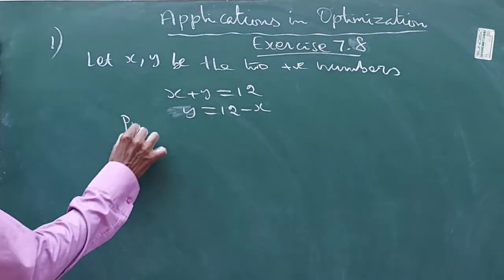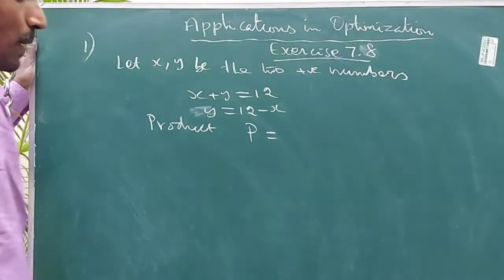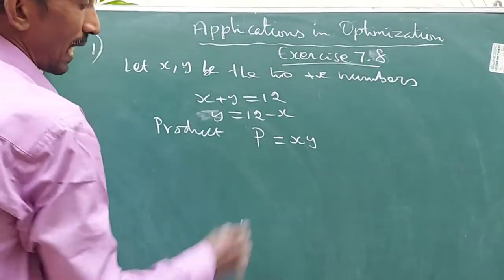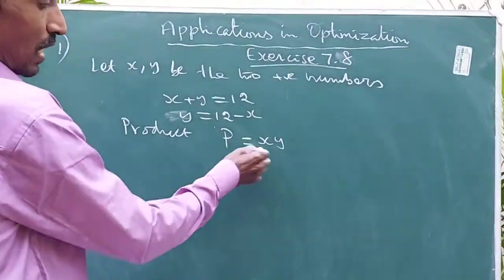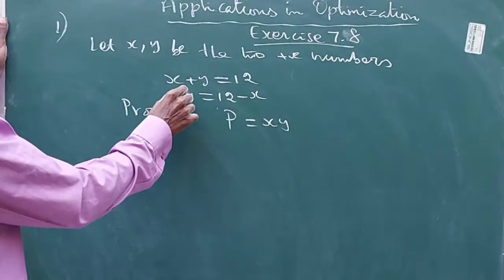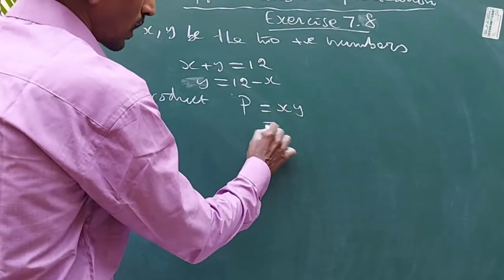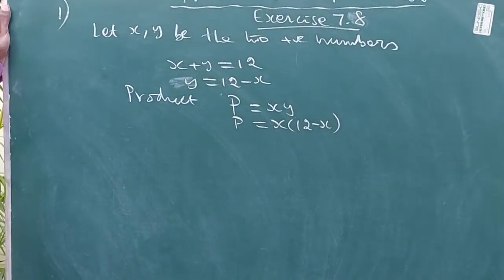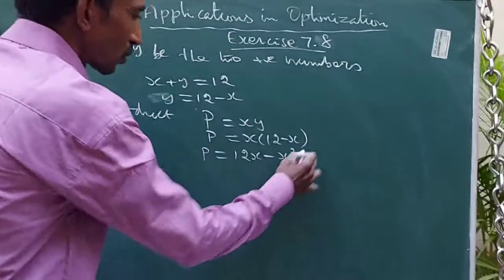Now the product is the function. We are using the letter P for the product, which means x into y. That is the function to be maximized. Here there are two variables, so using the given condition, convert into a single variable function. P equals x into 12 minus x, or multiplying inside, 12x minus x square.